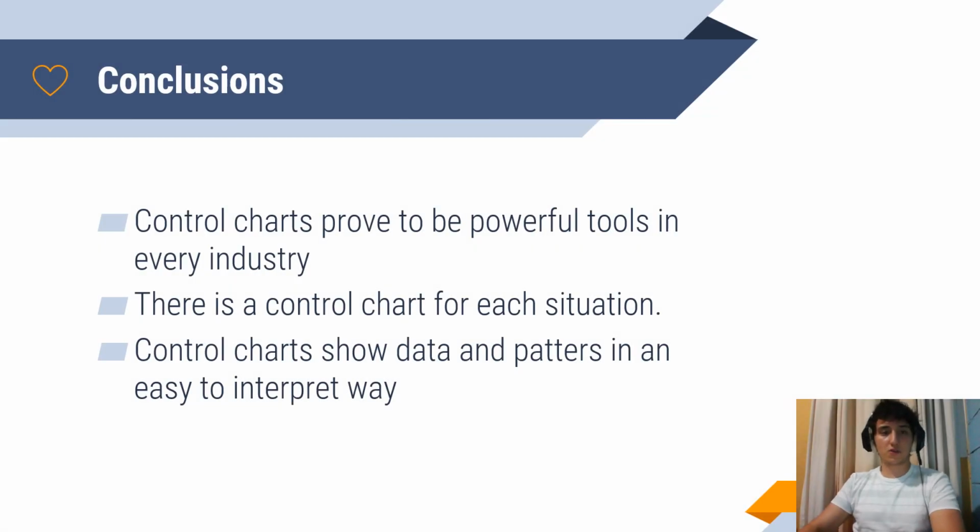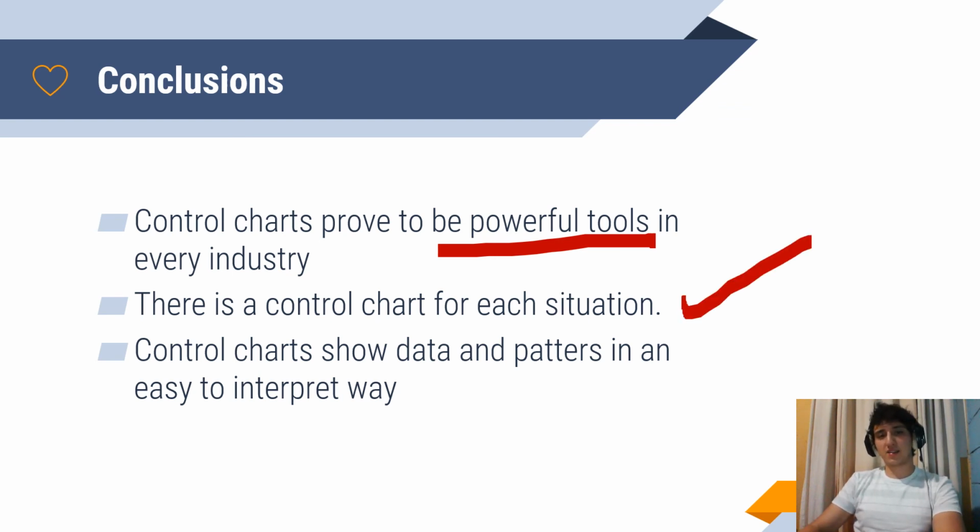Also, some other conclusions about control charts are that they prove to be very powerful tools in every industry, not only for industrial engineers, but for every engineering discipline there is. Also, we know that there is a control chart for each situation, for each sample size, for each type of variable. So we have plenty of options. Also, we know that control charts show data and patterns in an easy to interpret way. So they are really helpful for us.